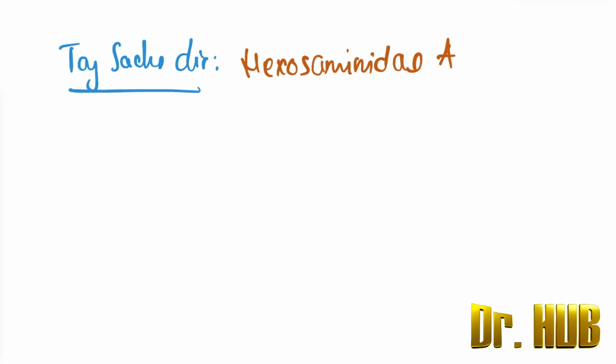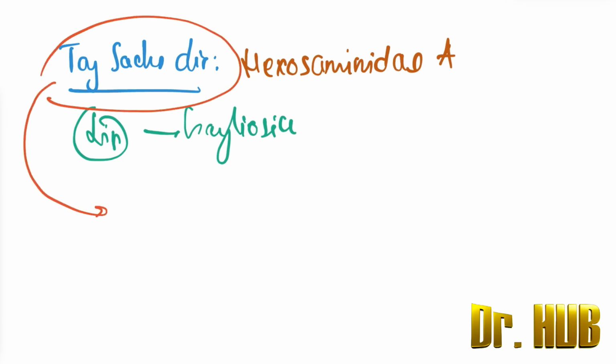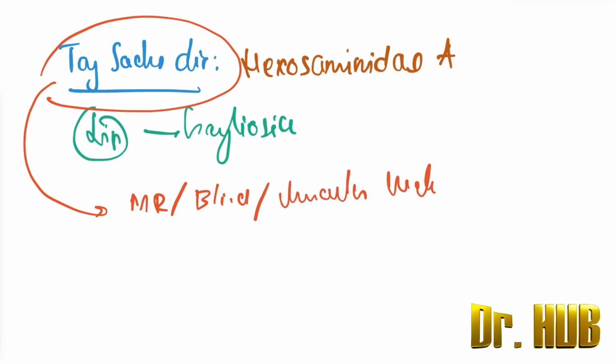And what is the lipid accumulating? The lipid which accumulates is the ganglioside. Then comes the presence of the clinical symptoms. The clinical symptoms of Tay-Sachs disease are MR, which stands for mental retardation. Then comes blindness, as well as muscular weakness, which can also occur. Then we look at Sandhoff's disease.